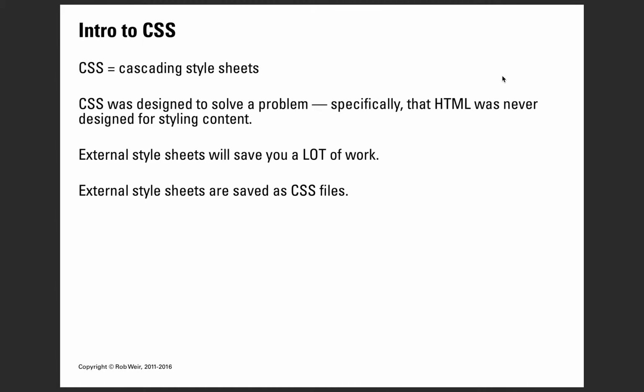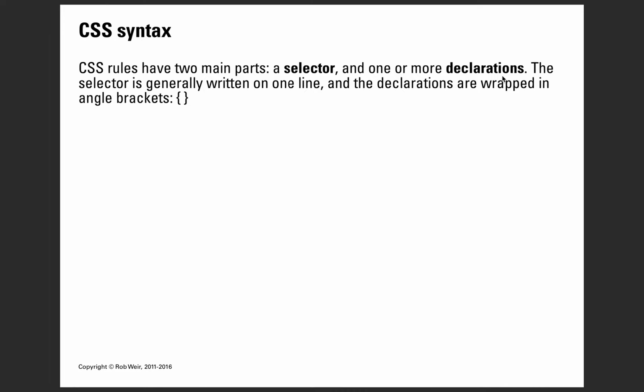So how does CSS work? The syntax is pretty straightforward. The CSS rules have two main parts. There's a selector and one or more declarations. The selector is written on one line, and then the declarations, of which there can be many, are wrapped up after that in curly brackets, or mustache brackets, some people call them. They're the little brackets that you have to hit the shift key for above your enter or your return key.